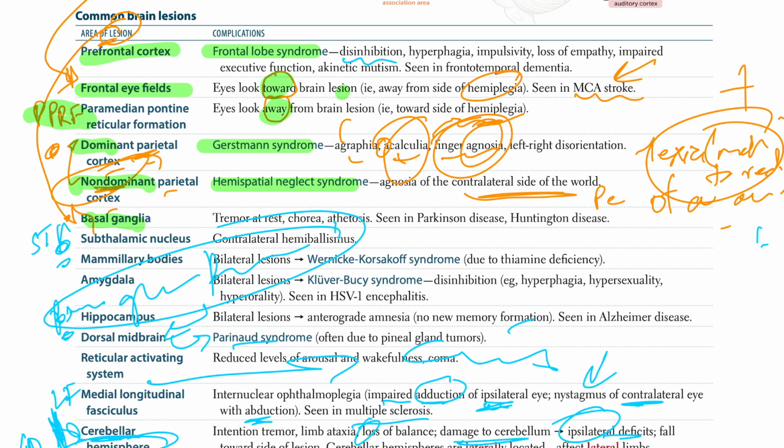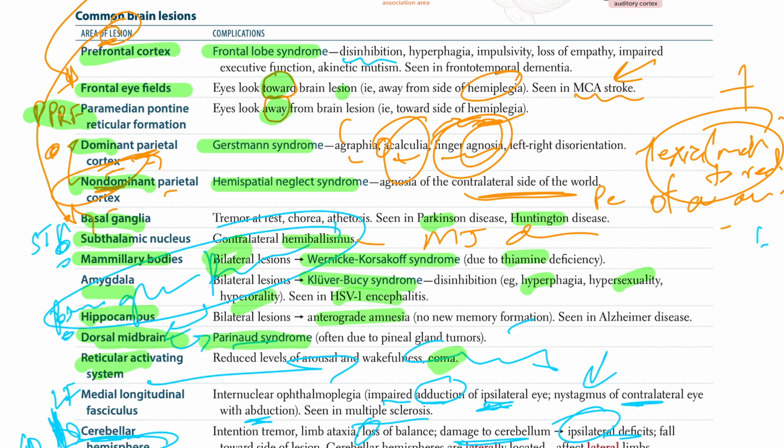Basal ganglia, you already know basal ganglia. Parkinson, Huntington. Subthalamic nuclei, hemiballismus. What is hemiballismus? Michael Jackson dance. Okay. Then we have mammillary bodies. Mammillary bodies, bilaterally they are out. Wernicke-Korsakoff syndrome, thiamine deficiency. Amygdala, Klüver-Bucy syndrome, hyperphagia, hypersexuality, hyperorality, also associated with HSV1 encephalitis. Hippocampus, anterograde amnesia. Dorsal midbrain due to pinealoma with Parinaud syndrome.